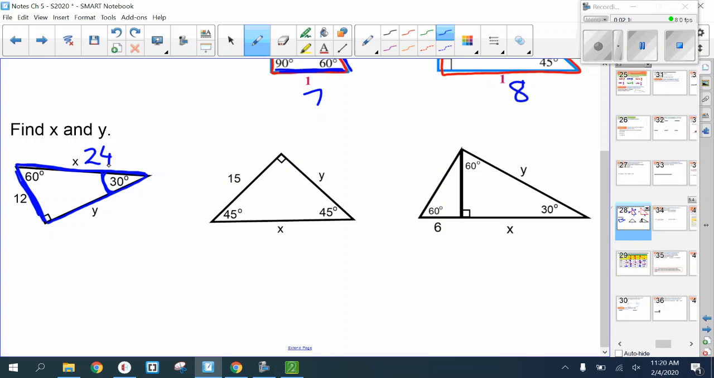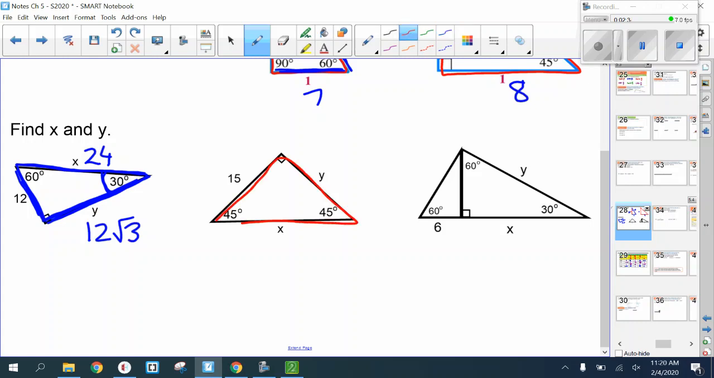And then you look at the longer leg and understand that that's just going to be the shorter leg times the square root of 3. So there we still have our pattern of 1, 2, square root of 3. The next one is a 45, 45, 90.